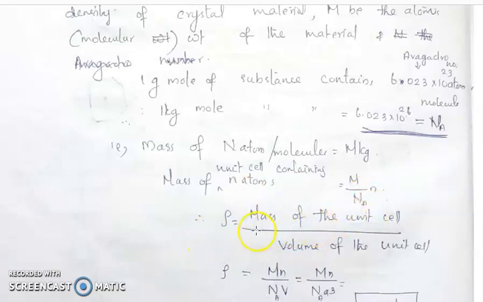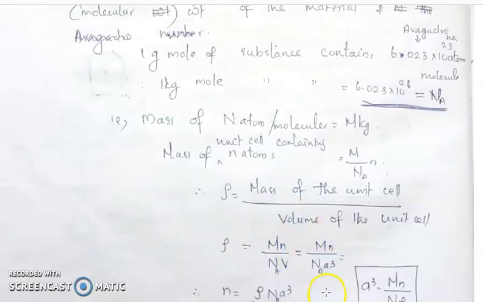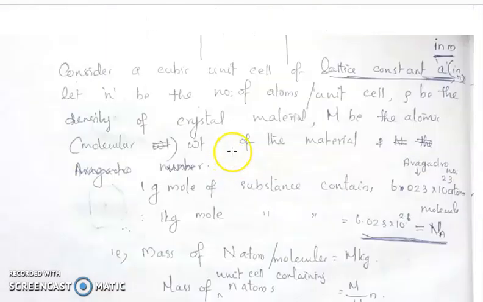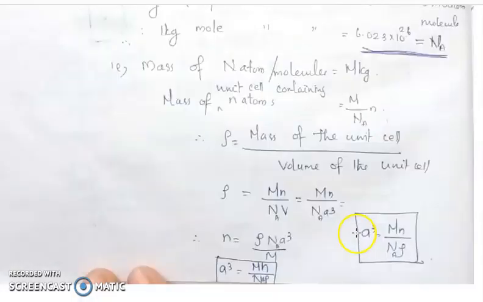So to find density, we need mass of unit cell by volume of the unit cell. You have to remember this equation: rho is equal to m into n divided by Na into a cube, where m is the molecular mass or atomic mass, n is the number of atoms per unit cell, Na is the Avogadro number, that is the number of atoms present in 1 kilogram mole of substance, not in 1 gram mole, and a is the lattice parameter or lattice constant.